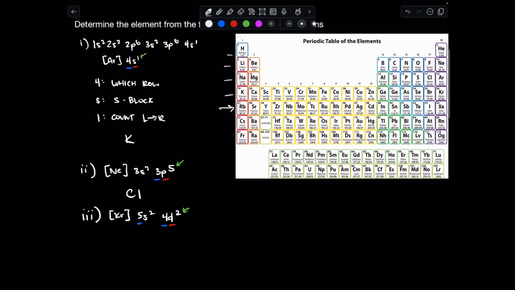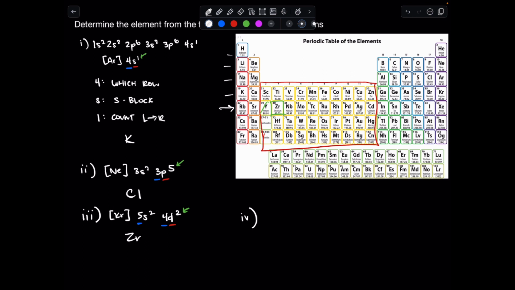Now we also know that we are in the d block, which is going to be all of this here in the middle, our transition metals. And then finally it tells us to go over 2. So we need to go over 2. 1, 2. So we land here at zirconium.